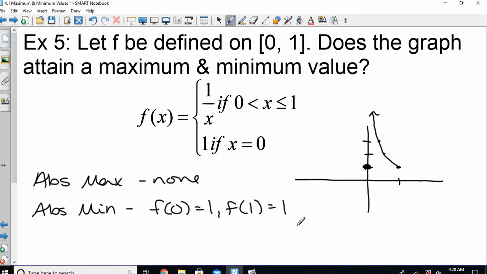The closed interval method, we had to have a continuous function. Is this function continuous? Can you draw that whole thing without picking up your pencil? No. We had a closed interval, but it wasn't continuous because we had two separate pieces, so that's why it didn't work.